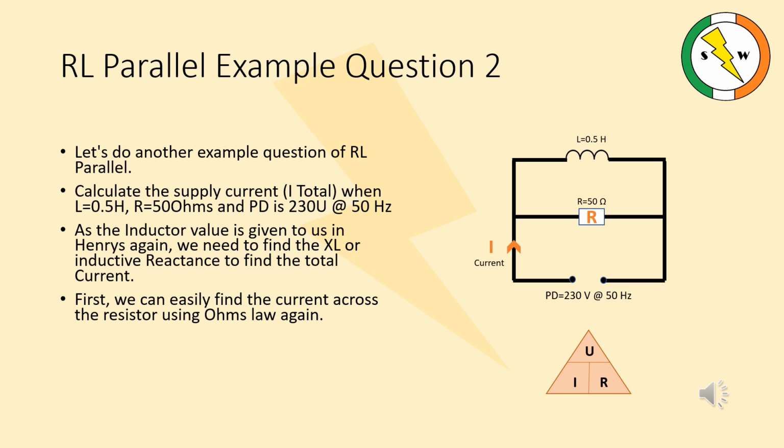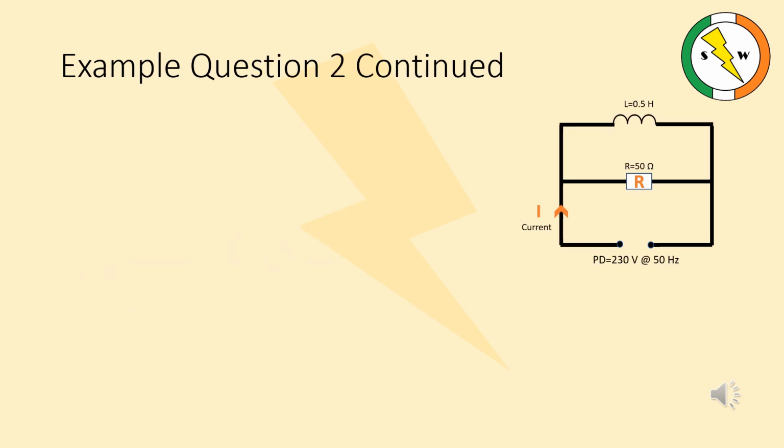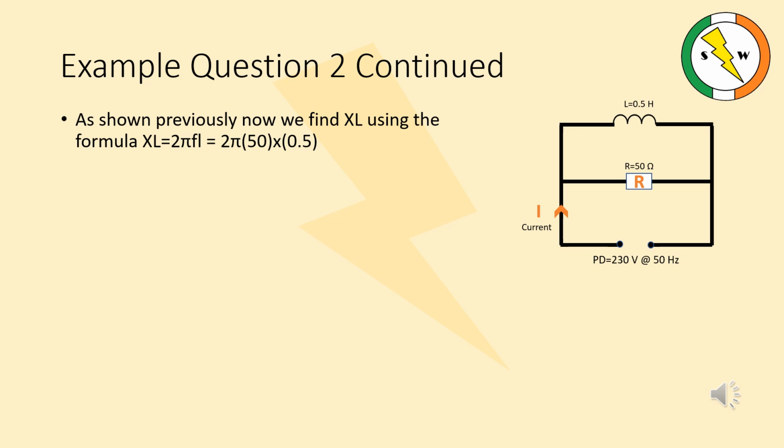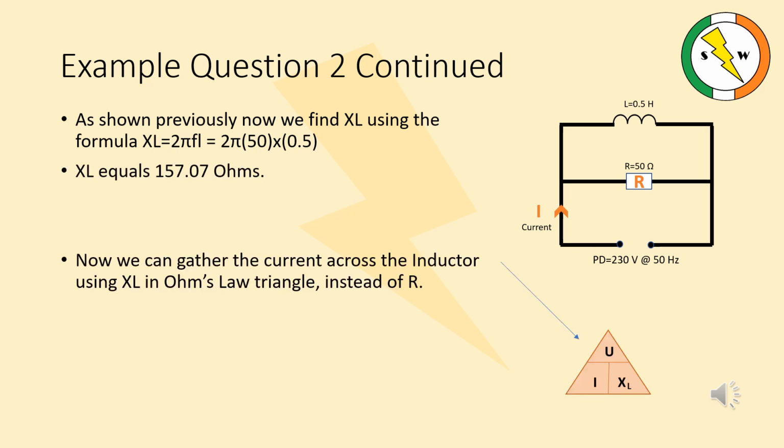First, we can easily find the current across the resistor using Ohm's law again. IR equals U over R. Plug in the numbers as shown and we get 4.6 amps. As shown in a previous example question, now we find XL using the formula for XL. This gives us an answer of 157.07 ohms. Now we can gather the current across the inductor using XL instead of R in Ohm's law triangle. IL equals U over XL. This gives us a result of 1.46 amps across the choke, or inductor.